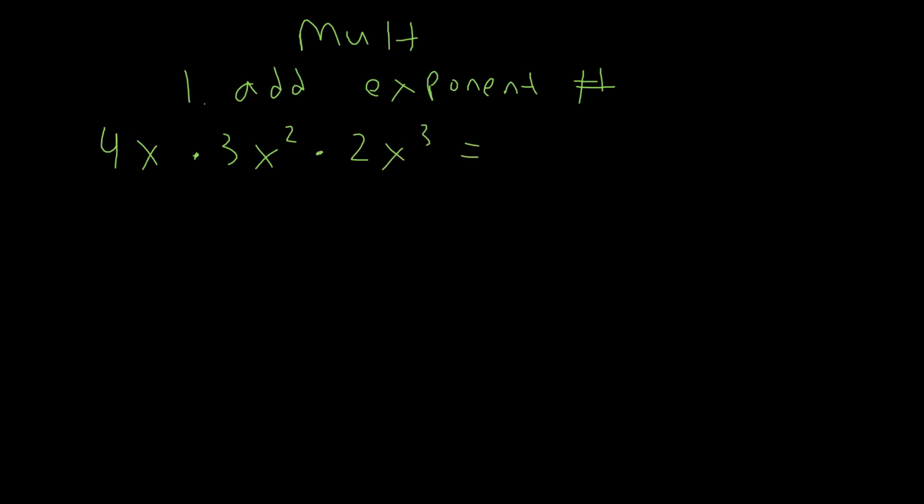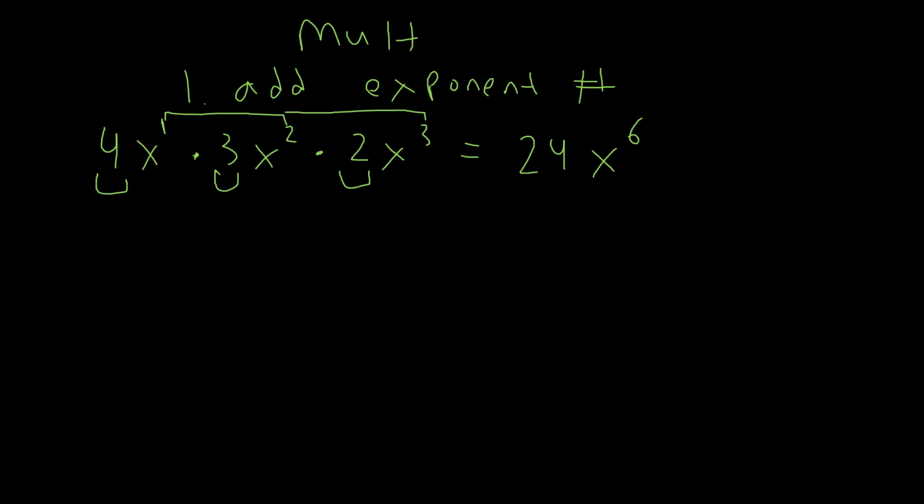we first look at the outside numbers. So we got the 4, the 3, the 2. 4 times 3 is 12, times 2 is 24, x. And then there's technically an imaginary 1 right here. So now we add all the exponents. So 1 plus 2 is 3, plus 3 is 6. So with multiplying exponents, we actually add them.